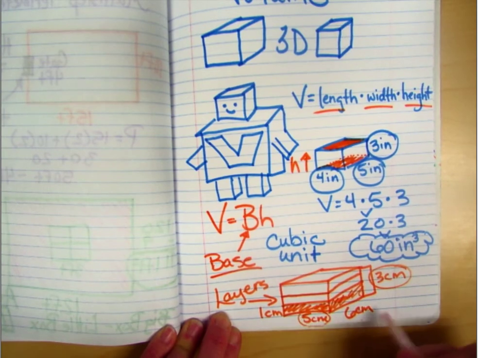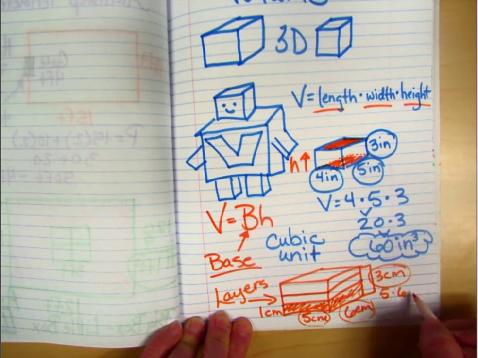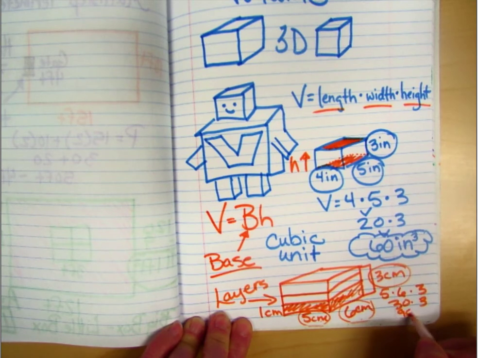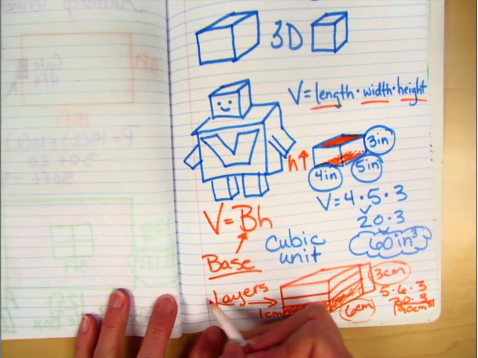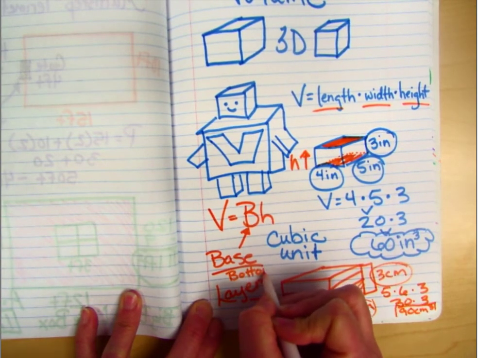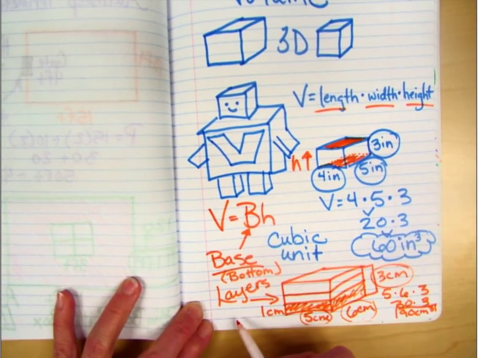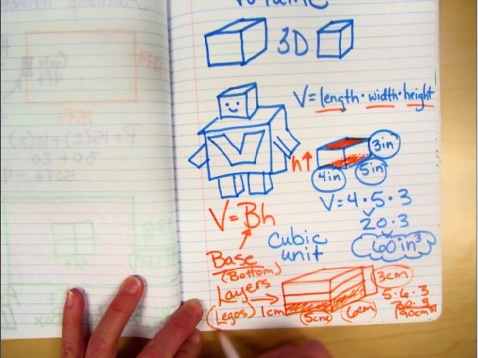And you're going to be multiplying 30 times 3. So 5 times 6 times 3, 30 times 3 would be 90 centimeters, and you do these little exponent 3 for cubic centimeters. So make sure you're watching out for these terms. The base is the bottom. Layers are the stacks, and I always think layers are like Legos, and they're going to usually show you tiny, tiny pieces.